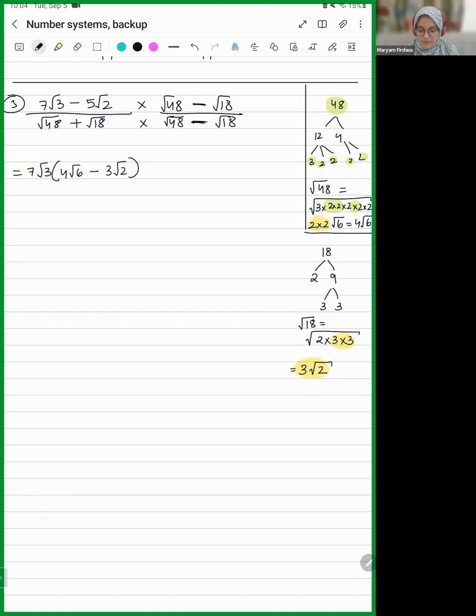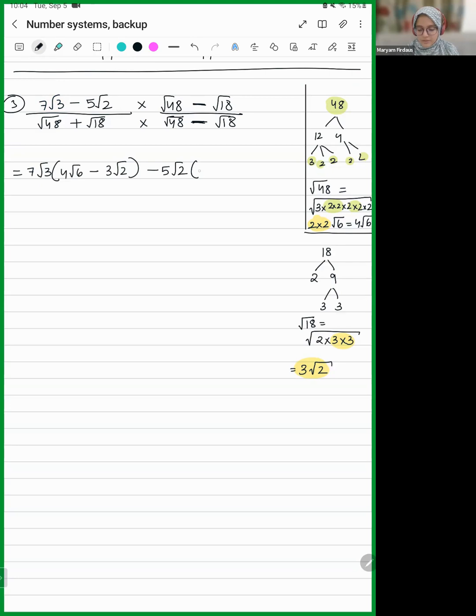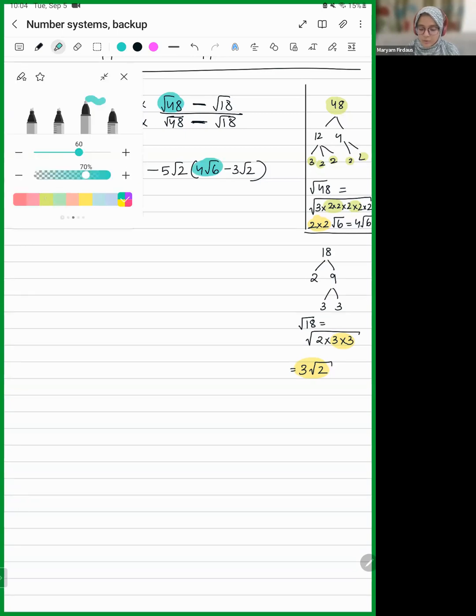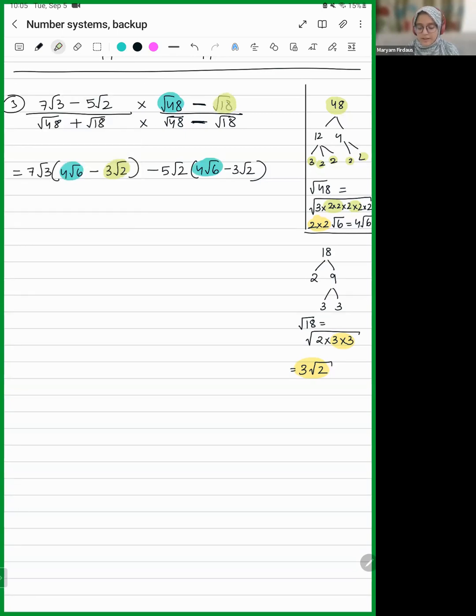Now we did 7 root 3 multiplied by this. Now we are going to do the same thing, but 5 root 2 multiplied by this, because that's how we open the bracket. So minus 5 root 2 multiplied by 4 root 6 minus 3 root 2. Please don't get confused. How did this 4 root 6 come? This 4 root 6 is nothing but root 48, and your 3 root 2 is nothing but root 18. We just simplified it.